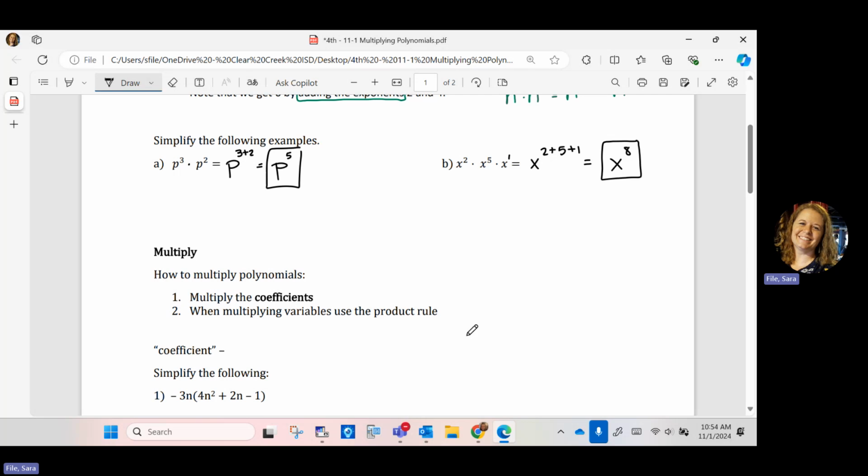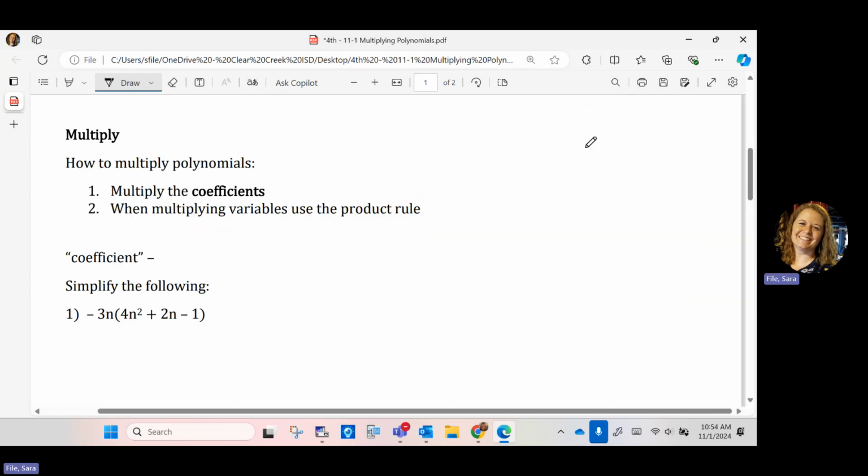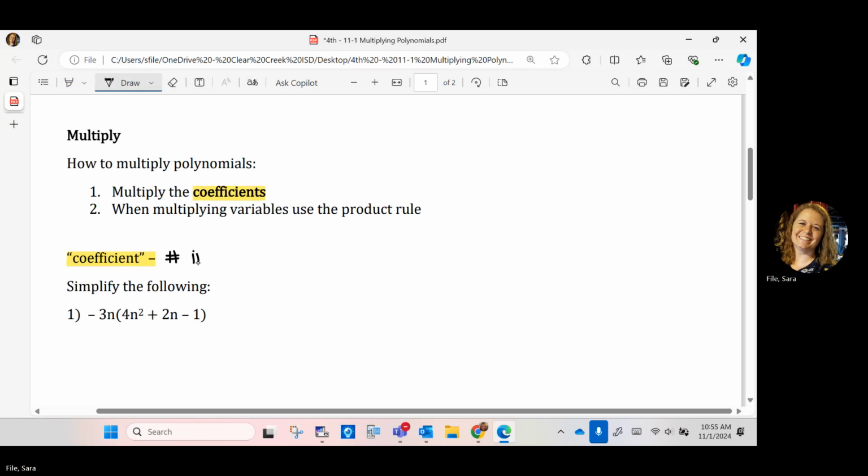Everybody good with the exponent product rule? We have to remember that, because when we go to multiply polynomials, we're going to be multiplying terms that have a common base but different exponents. When we're multiplying the polynomials, you are going to multiply the coefficients. That's the numbers. In case you have forgotten what that term is, coefficients are the number in front of the variable. Variable is the letter, the coefficient is the number.